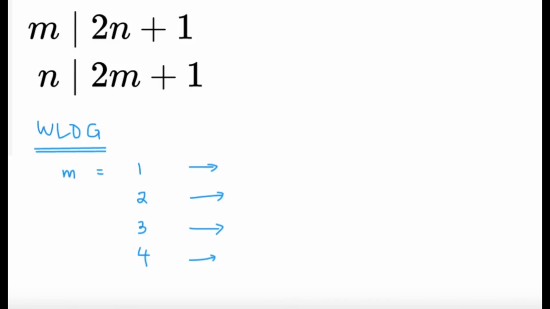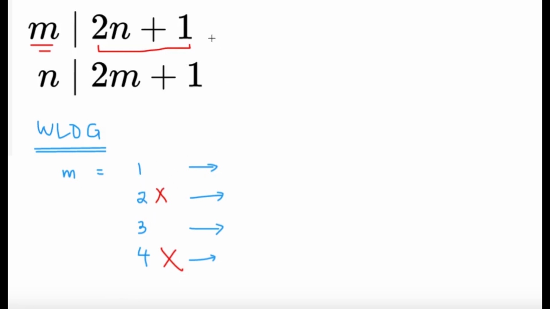So it's just 4 cases to check: m equals 1, 2, 3, and 4. Now actually we can do a little bit better here and immediately say that 2 and 4 are impossible because m equals 2 or 4 would make m even, but 2n plus 1 is always odd because it is 1 more than an even number. So 2 and 4 are impossible for m. Anyway, let's check m equals 1.